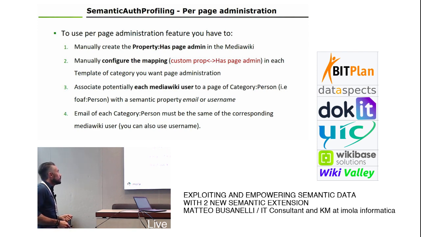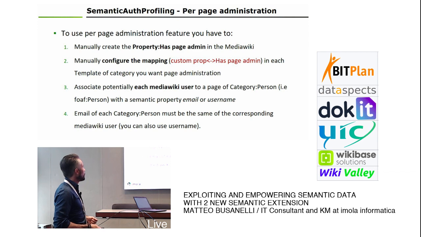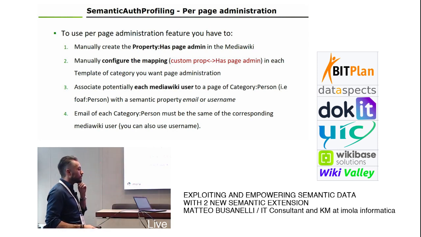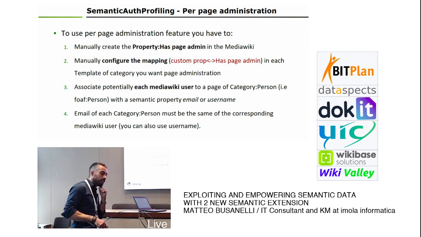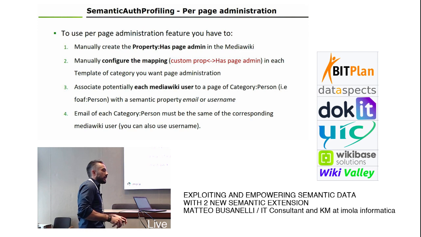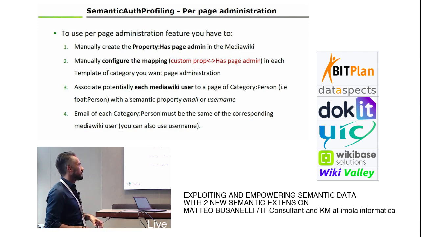And to use this kind of functionality, you have to manually create a property as page admin now, and manually configure the mapping. So only where you want to use the per page administration, take the template and make this mapping from a custom property, a semantic property, to the page admin property. And obviously, you have to associate potentially each MediaWiki user to a page of category person. So you need a category person or something like that.